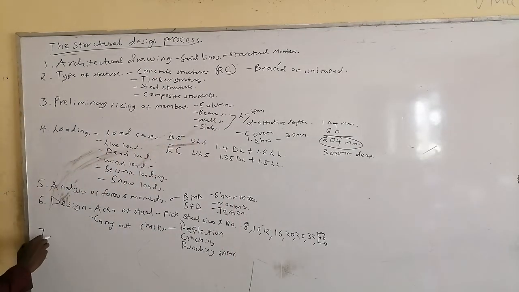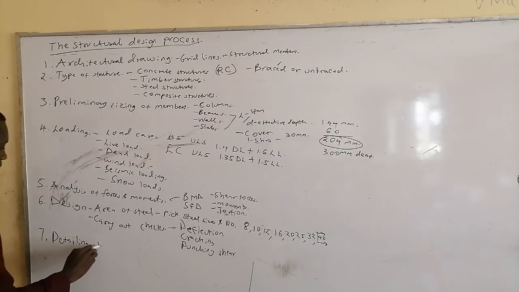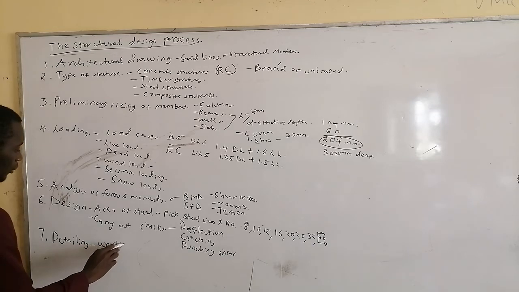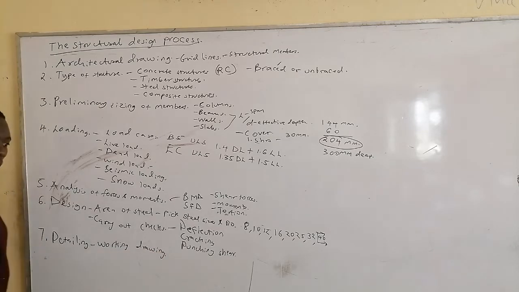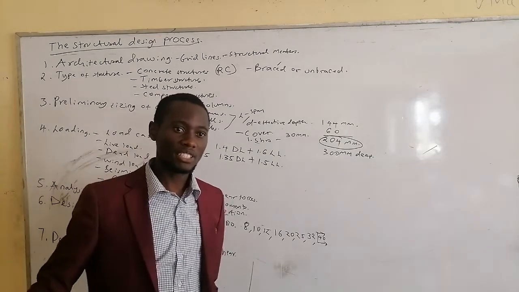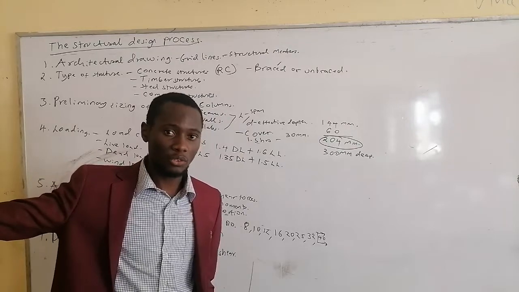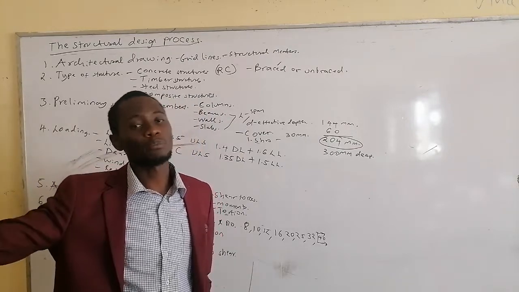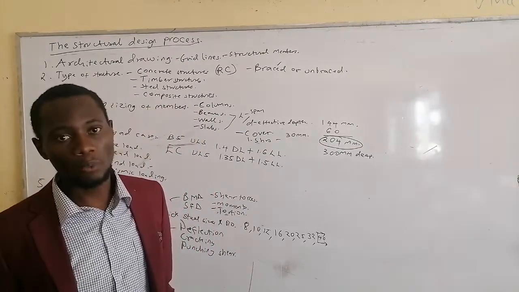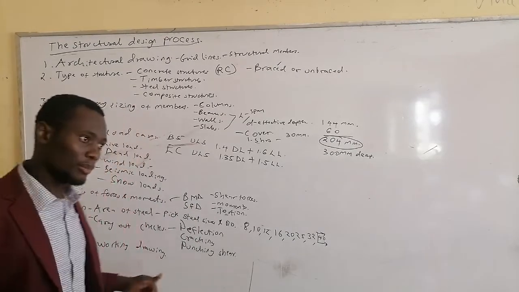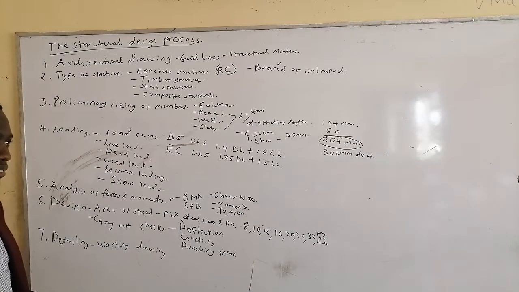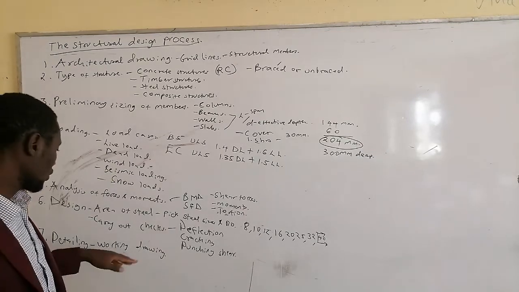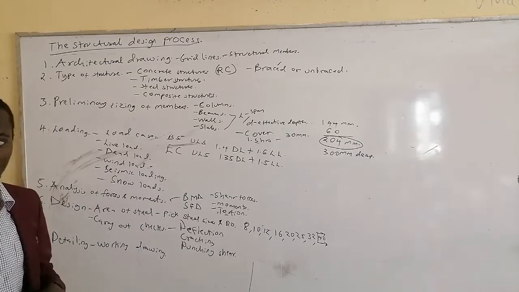Number 7 is where we do the detailing of our members. In detailing, we produce working drawings. These drawings are the ones which are normally taken to the local authorities for approval, and we also take them to the site for construction of the works. Mostly in structures which are not so big and do not have a lot of scrutiny from the government, engineers tend to leave it at the working drawing phase.